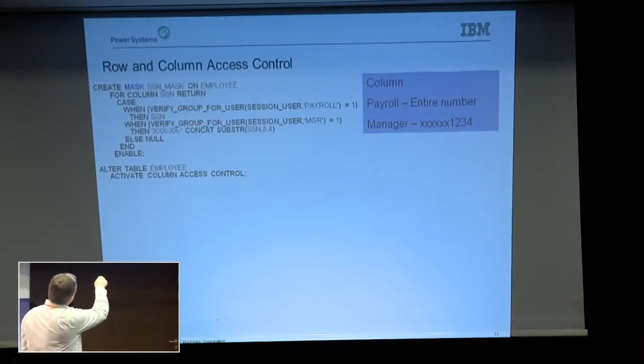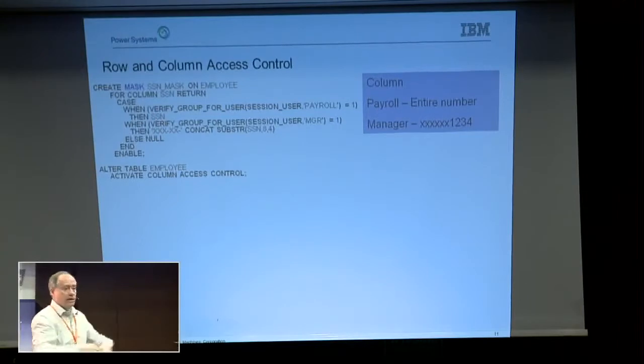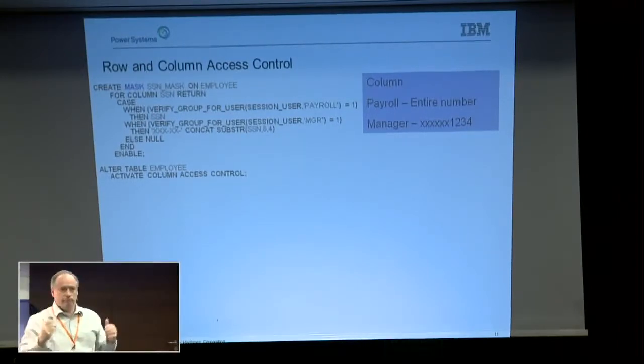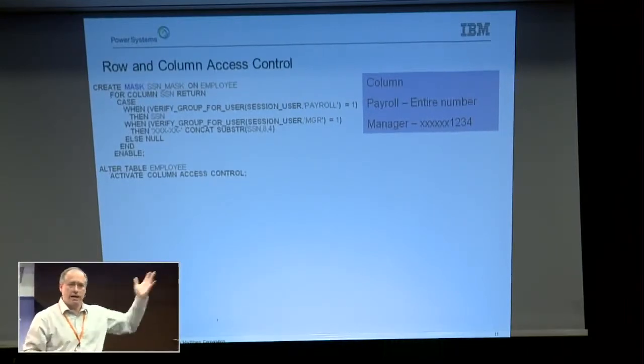When the user's group is payroll, then return the entire Social Security number. Payroll, you want to get paid, they need to know your number, who to pay. Makes sense. They should get access.